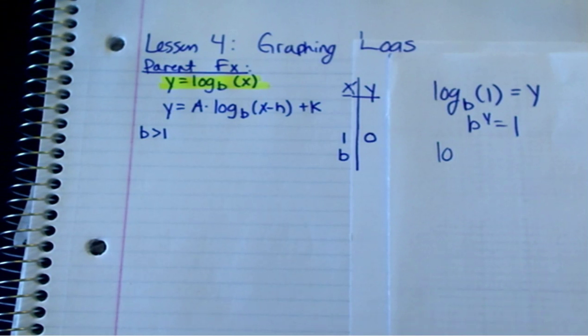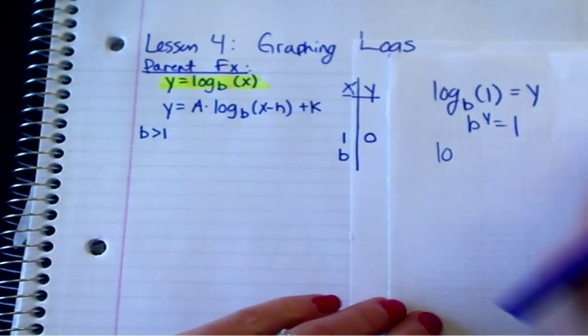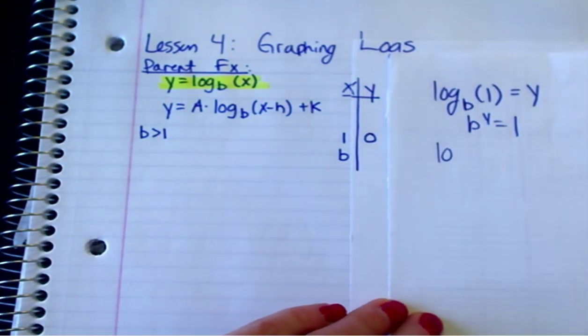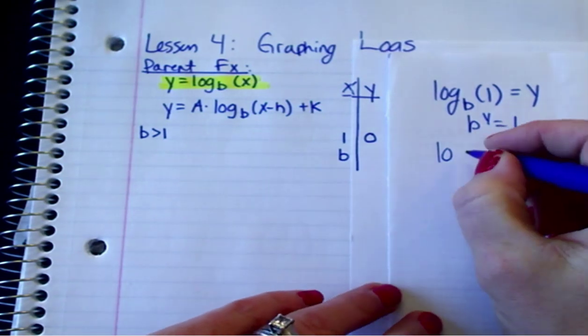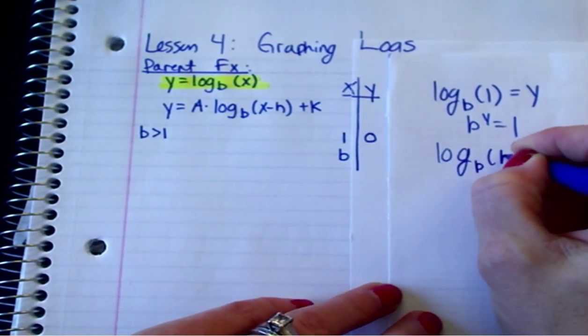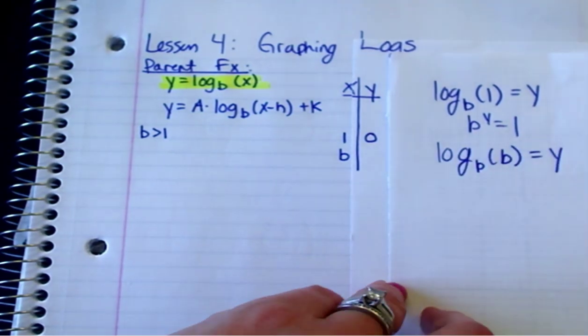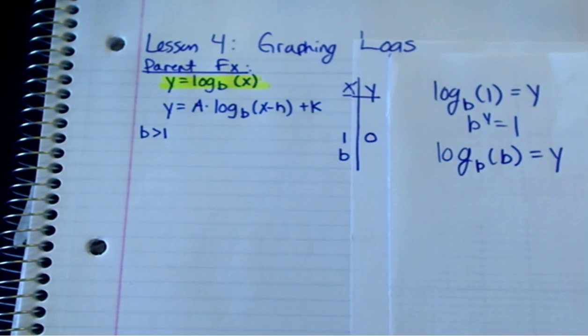Okay? I'm going to try the second one. This is just scratch work. Okay? It's just me trying to figure out what points are going in this table. Log base B of B. What is y? 1. B to the first power is B.